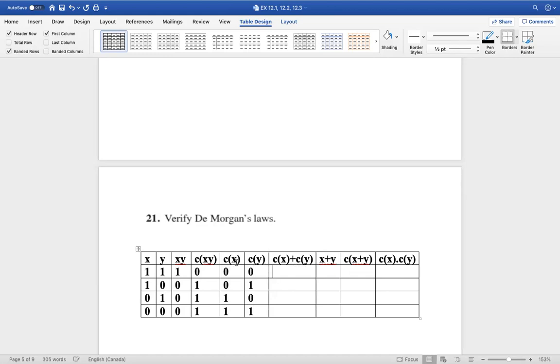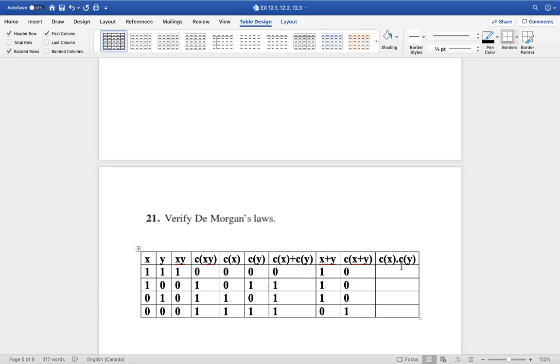Okay, so we add these together, so 0 plus 0 is 0, 0 plus 1 is 1, 1 plus 0 is 1, 1 plus 1 is 1. All right, we have x plus y, 1 plus 1 is 1, 1 plus 0 is 1, 0 plus 1 is 1, 0 plus 0 is 0. Okay, we take the complement of that, so it becomes 0 0 0, and then this becomes 1.